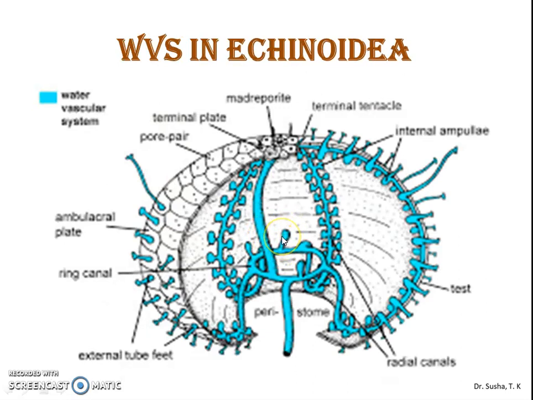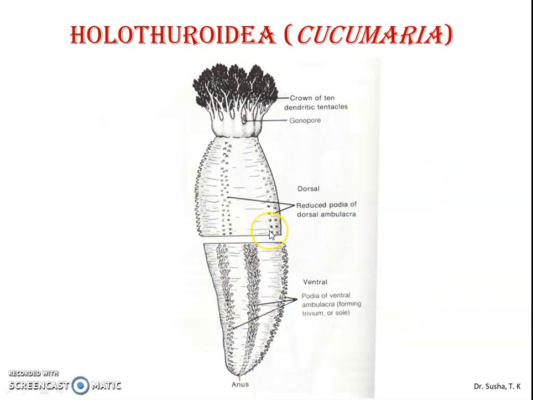At the 5 interradii of the ring canal, 5 Polian vesicles are present, and they produce amoebocytes. They also help to store seawater. 5 Tiedemann bodies are also present. These are about the water vascular system in Echinoidea.